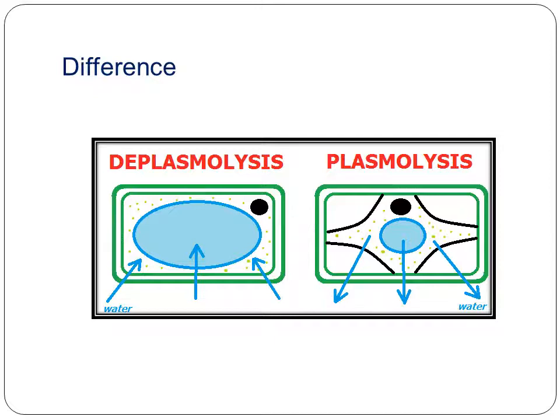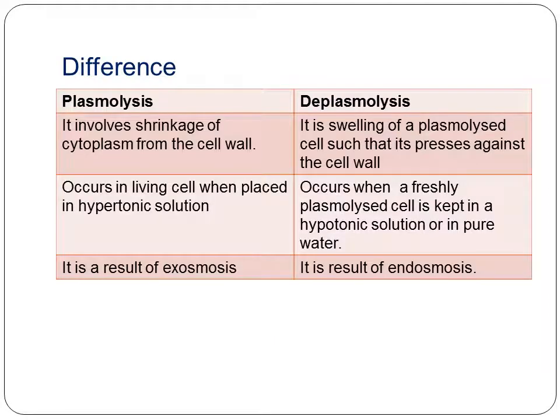Now let us see what is the difference. Now let us come back to the topic again and see the difference between plasmolysis and deplasmolysis. Now here comes the basic difference between plasmolysis and deplasmolysis. Plasmolysis is the shrinkage of the cytoplasm from the cell wall, and deplasmolysis is the swelling of the plasmolyzed cell such that it presses against the cell wall. So I think it is very much clear, as I am teaching it in a very simple way.